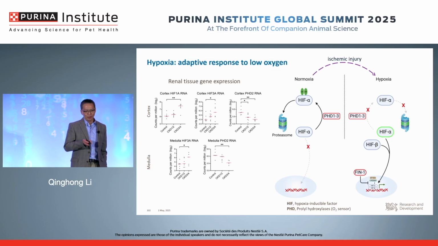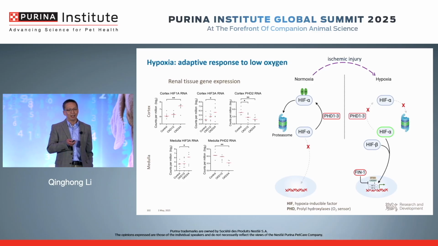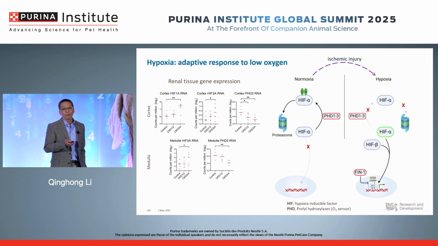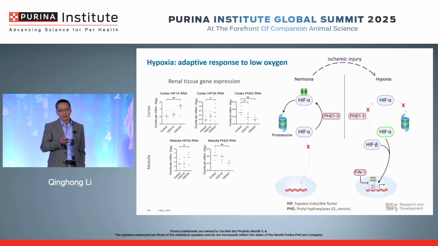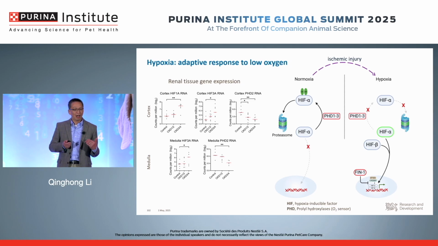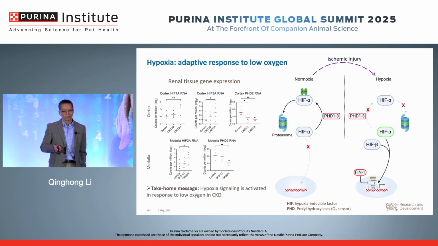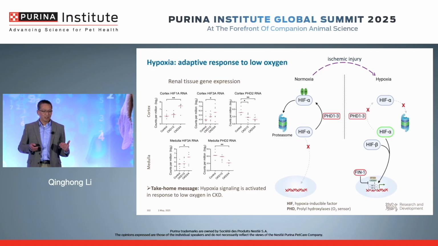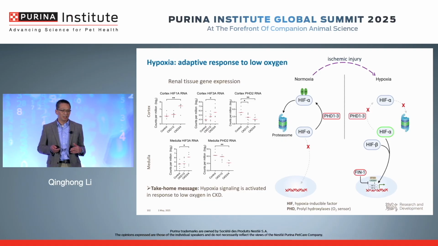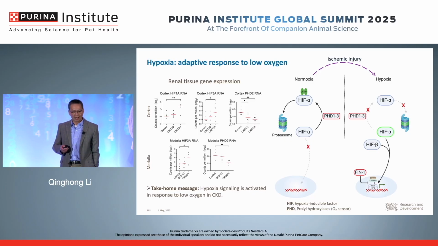So we look at the renal tissue gene expressions. Here at the top is the cortex, bottom is the medulla. And we see that HIF-1-alpha and HIF-3-alpha expression is upregulated in CKD, and PHD2, the oxygen sensor, is downregulated. In the medulla, same thing, HIF-3-alpha upregulated and PHD2 downregulated. So our data suggests that hypoxia signaling is activated in response to low oxygen in chronic kidney disease in cats.